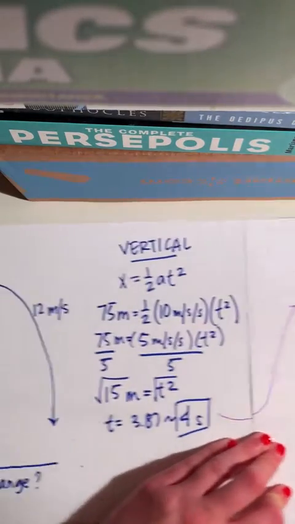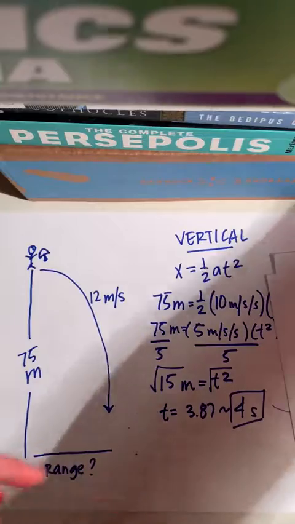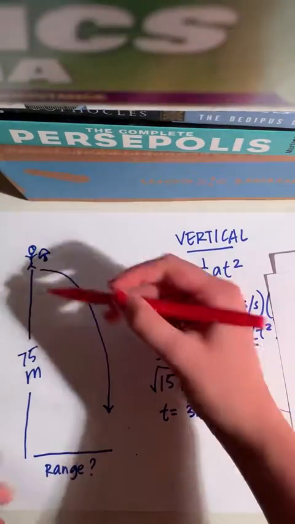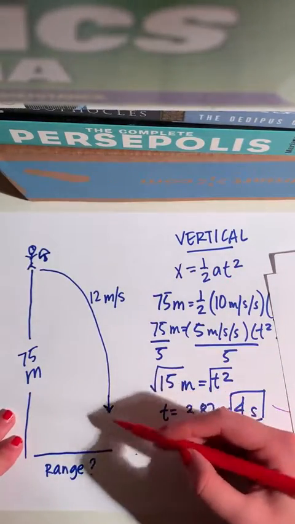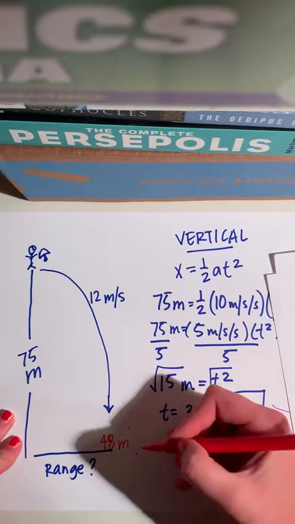So now, going back to this, we know that the parachute will land at 48 meters on the ground.